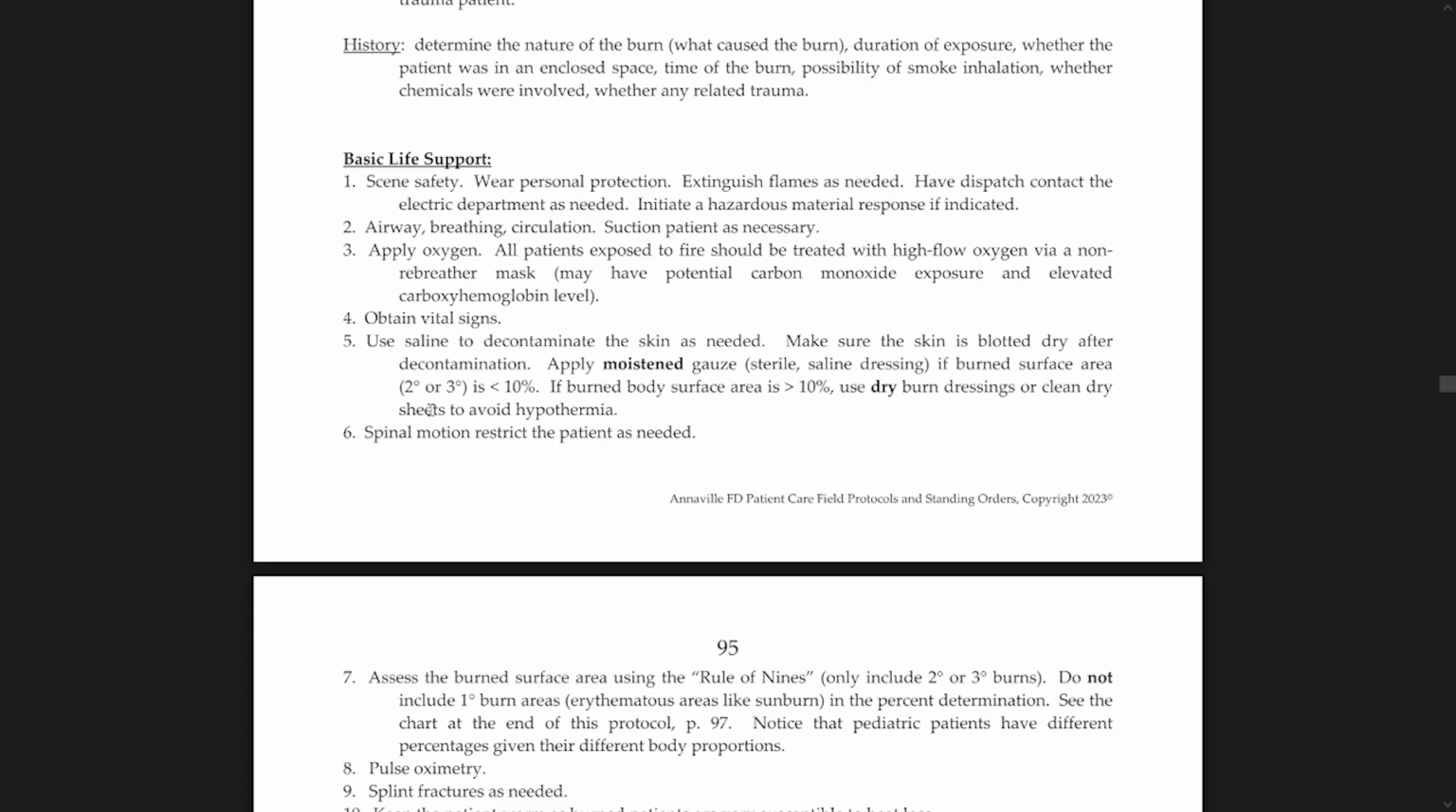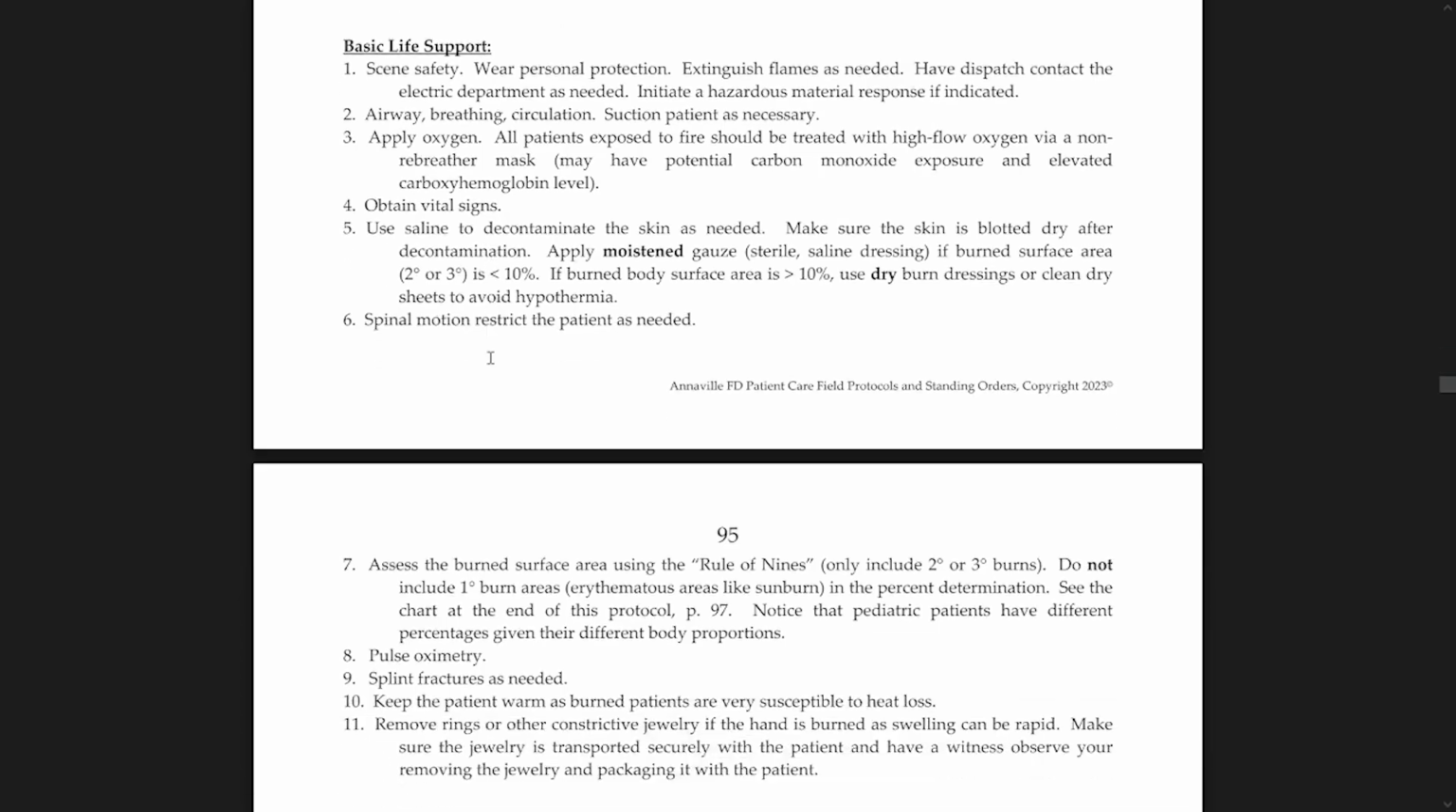Obtain vital signs. Use saline to decontaminate the skin as needed. Make sure the skin is blotted dry after decontamination. Apply moistened gauze or a sterile saline dressing if the burn surface area is 2nd degree or 3rd degree and is less than 10%. If the burn body surface area is greater than 10%, use a dry burn dressing or clean dry sheets to avoid hypothermia.